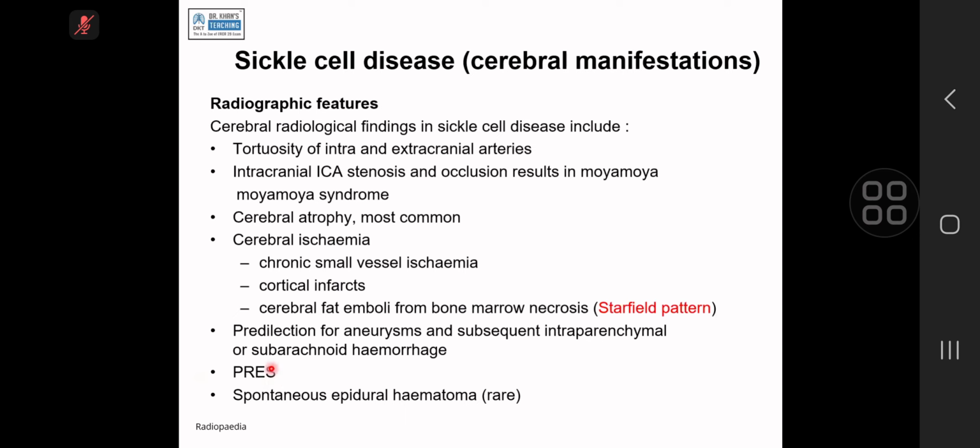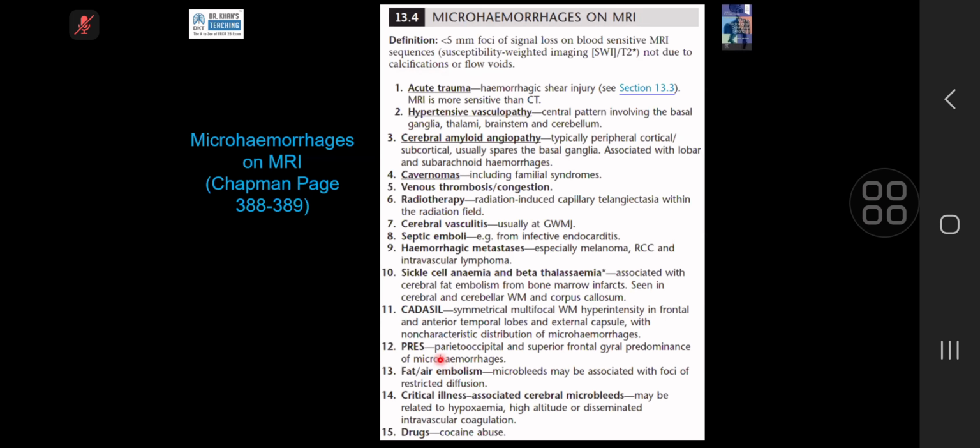It was a good call, and there might be some stigmata of pressure going in association. Spontaneous epidural hematoma, rare. Look at this differential diagnosis from Chapman, one of the favorites which I have taught on so many times, microhemorrhages on MR.